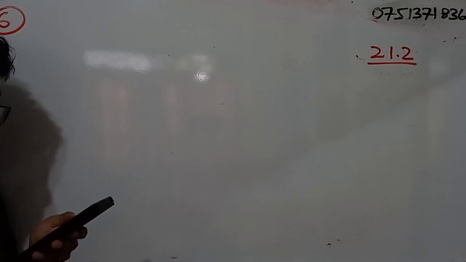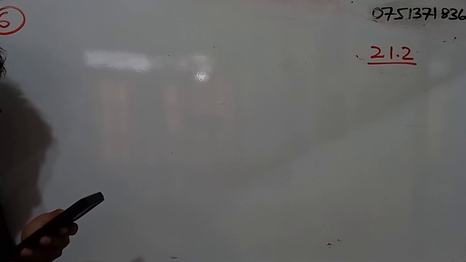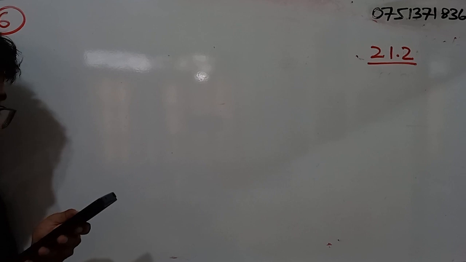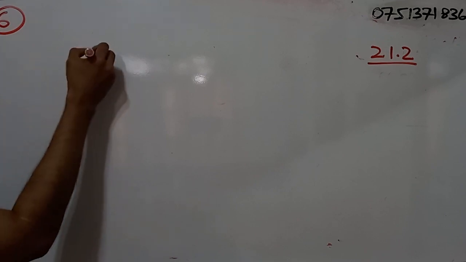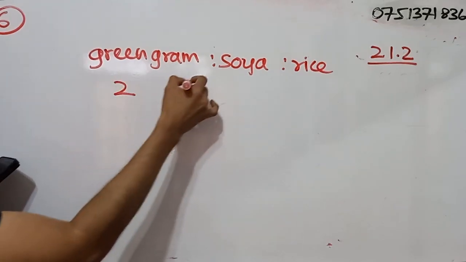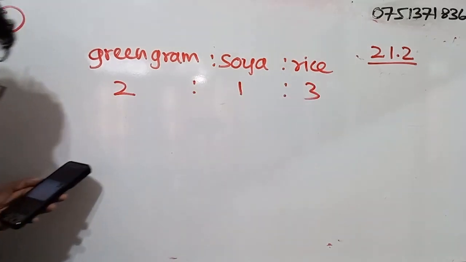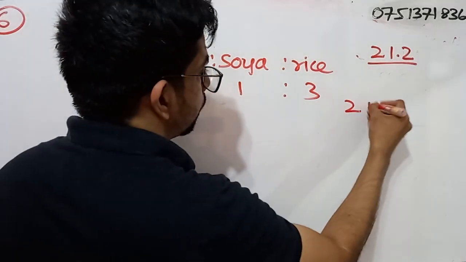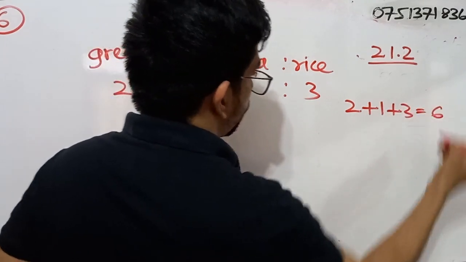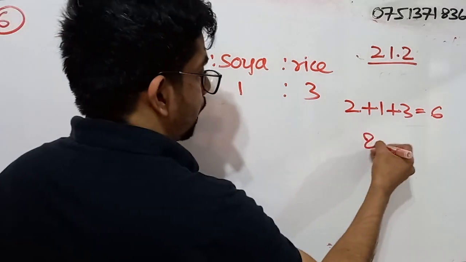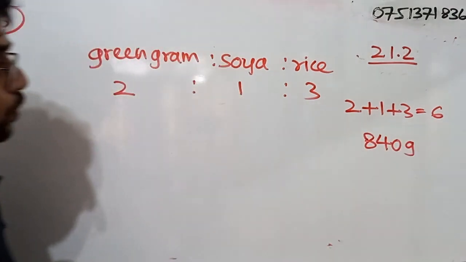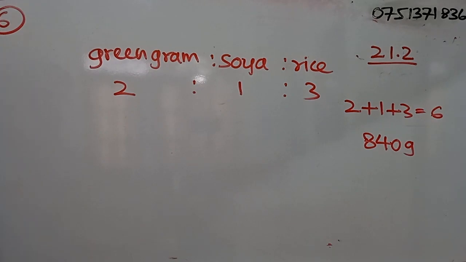Question number 6. A high nutrient food item is made of green gram, soya and rice mixed in the ratio 2 to 1 to 3. Compute the amount of rice in a 840 gram packet of this food item. Right? So we have green gram. So what is the ratio? 2 to 1 to 3. So here what is the total number of parts? 2 plus 1 plus 3. So the total number of parts are what? 6. Right? So what is the mass of the packet? 840 grams.